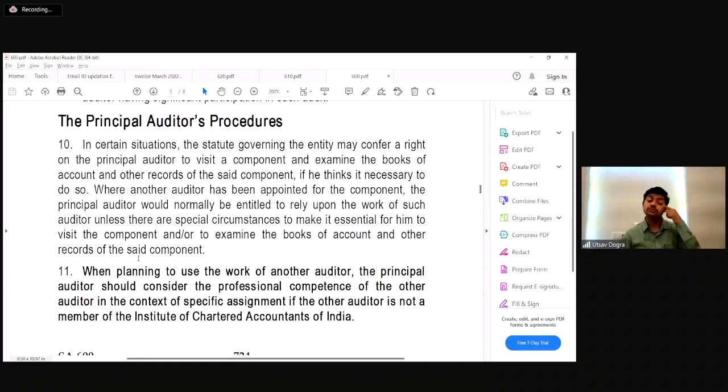So it is very hard to rely on the financial statement given to us when it has not been signed by the auditor. There you have to apply some extensive audit procedures to understand whether the audit has been done correctly or not. The other thing is in the case of foreign subsidiaries, because they are not part of the Institute of Chartered Accountants of India.